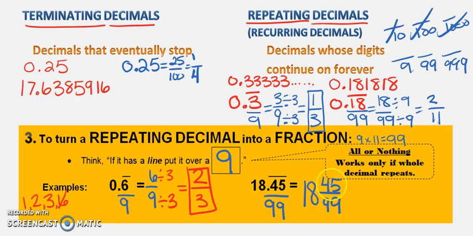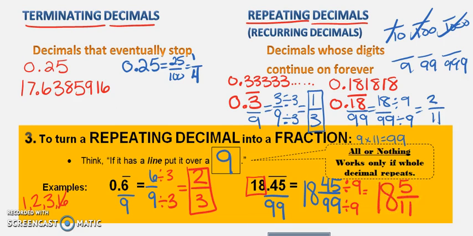And hey, doesn't 9 also go into 45? Let's see. What is 45 divided by 9? It is equal to 5. And what is 99 divided by 9 equal to? 11. And of course, there were 18 whole numbers in front of the decimal originally, so I need to make sure and not forget to leave my 18 in front.